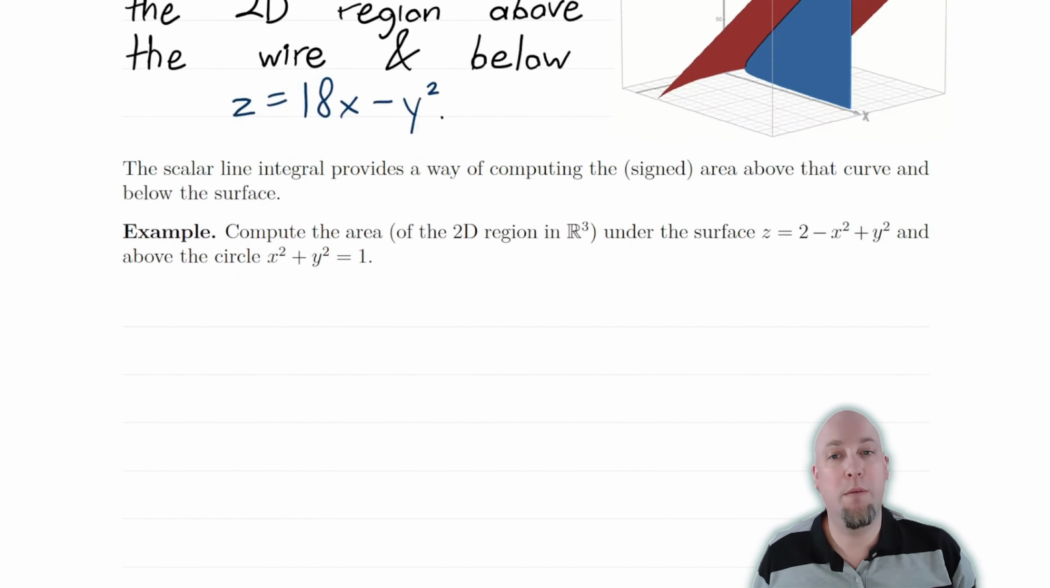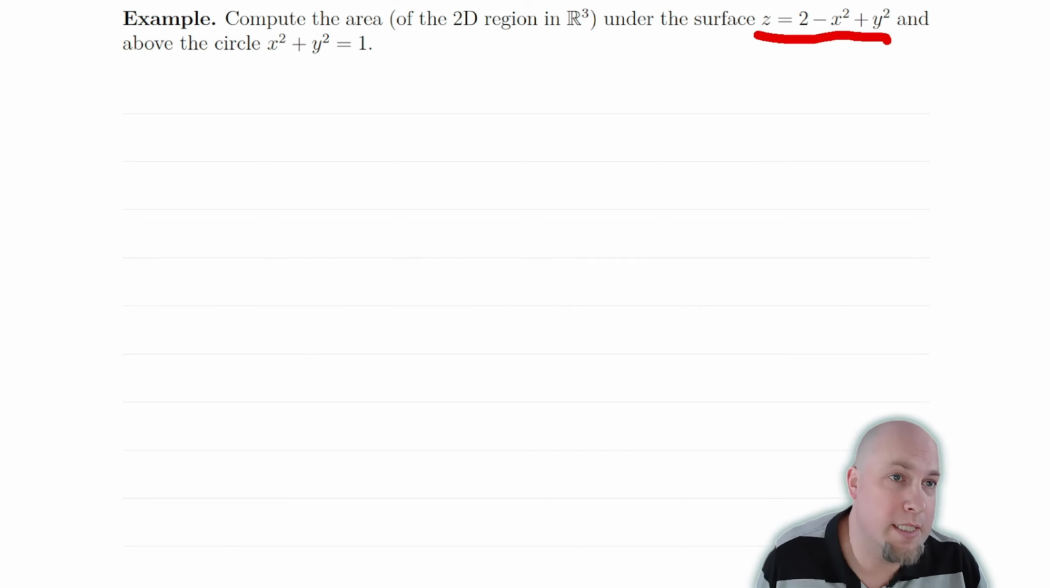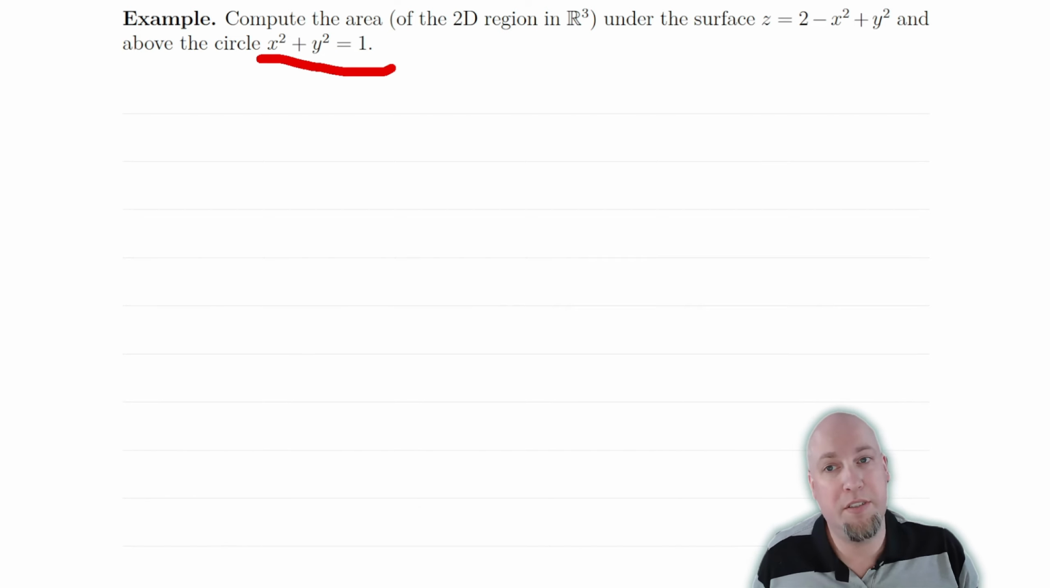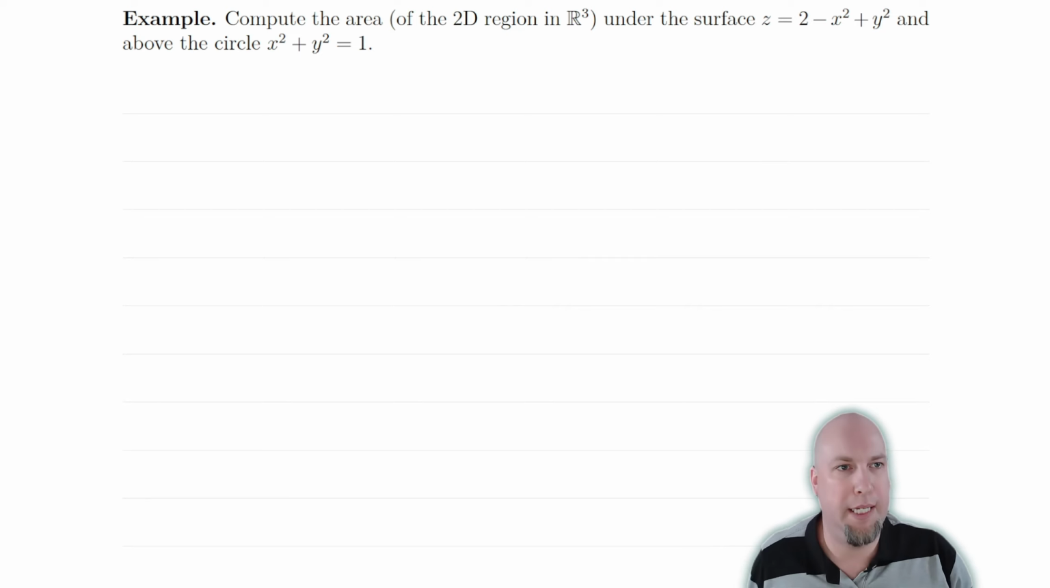Okay, so let's do one more example with this interpretation in mind. Let's compute the area of a 2D region in three-dimensional space. That's what these scalar line integrals get for you if you're interpreting in this way. Under the surface z equals 2 minus x squared plus y squared, but above the circle x squared plus y squared equals 1. And by that, I mean the circle in the floor, in the xy plane.